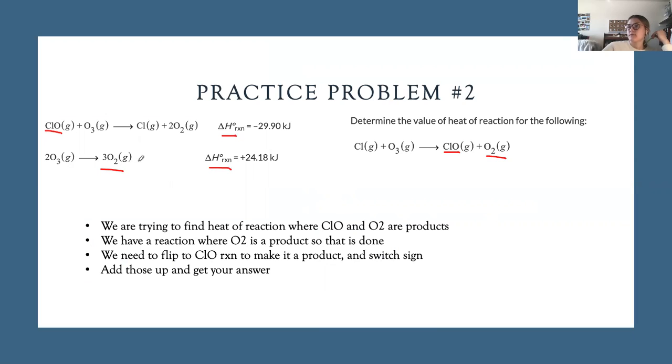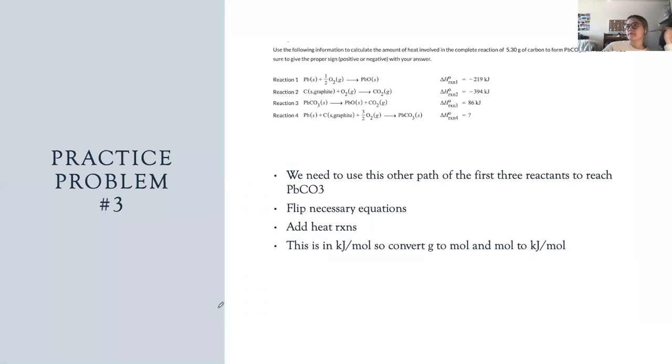So this equation is already set because O2 is on the product side. That's what we want, and so we don't need to flip the sign on this formation reaction. On the one above, however, it's on the reactant side, so we need to flip the equation. And in doing so, we need to flip the sign over here, so this becomes positive. Then we're going to add these two together, and we're going to get our answer. So it's pretty simple.